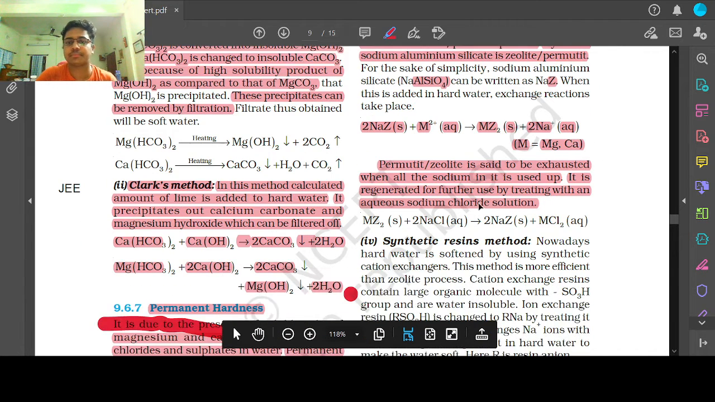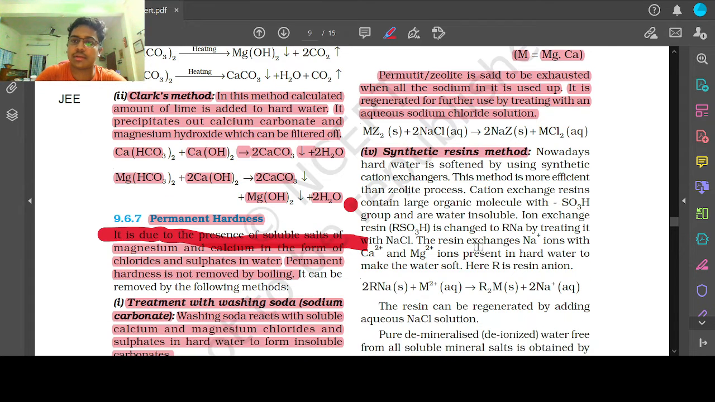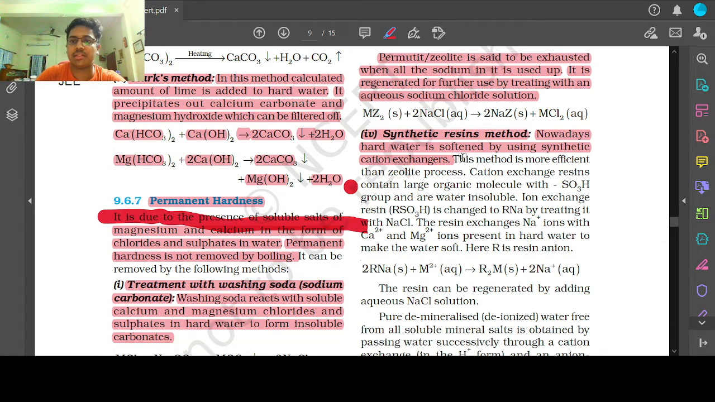Zeolite can be regenerated by treating this compound MZ2 with aqueous sodium chloride solution. So this is done. Now comes the fourth one, that is the synthetic resin method. Nowadays hard water is softened by using synthetic cation exchangers. This method is also more efficient than the zeolite process. Cation exchange resins contain large organic molecules with SO3H groups and are water insoluble.